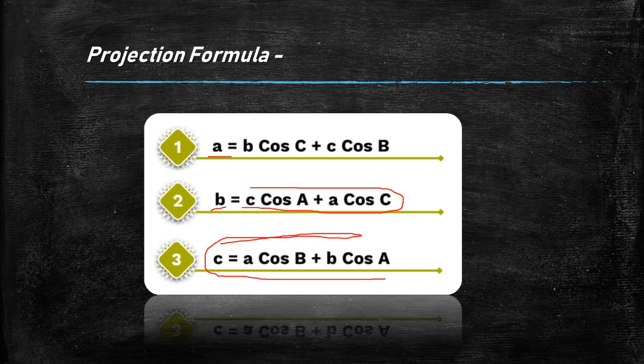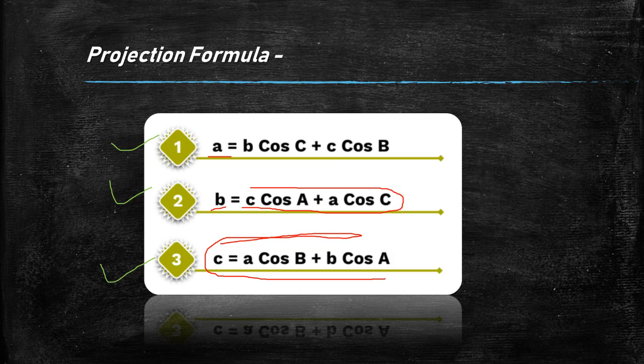If I want to find the length of side a, I will do b into cos C plus c into cos B. This is the symmetry that is followed here. If I want to find the side length of a, I will use b and c as my elements, b with cos C and c with cos B. Similarly, for the side length of b, I will use c cos A plus a cos C, and the side length of c will be equal to a cos B plus b cos A.